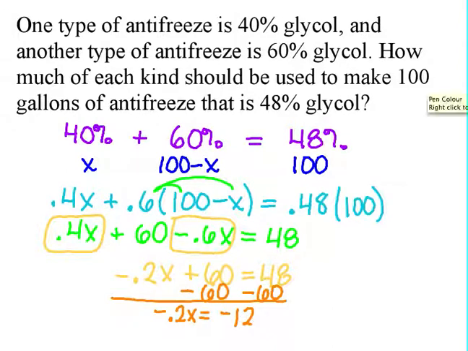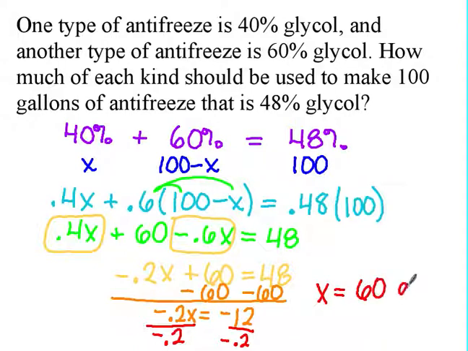What do you do now? Divide by negative 0.2. Good. So what does x equal? Six? I think it should be 60. Okay. So your first one is 60 gallons.